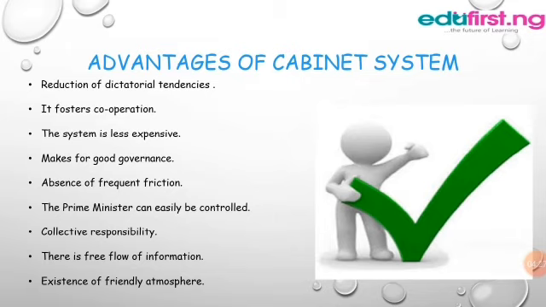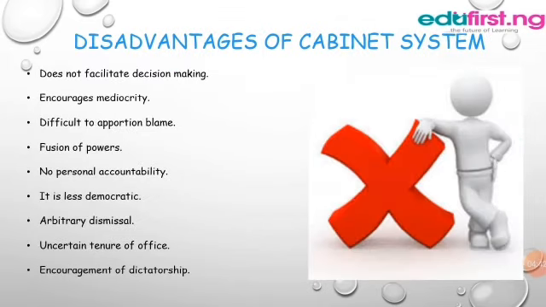When I said the Prime Minister can easily be controlled, I meant it's as a result of the fact that unlike the president in a presidential system, the Prime Minister is responsible to the Parliament. Okay? So now let's look at the disadvantages of cabinet system. One, it does not facilitate decision making.